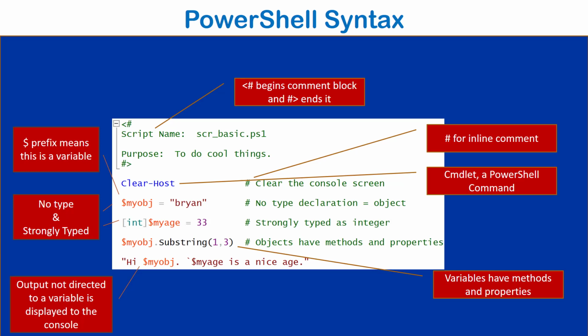You'll notice a little pound sign halfway into that line, and then it's to clear the console screen, and that's an inline comment. So when you want a single line or inline comment, you can just use the pound sign. Anything after the pound sign on a line is ignored.